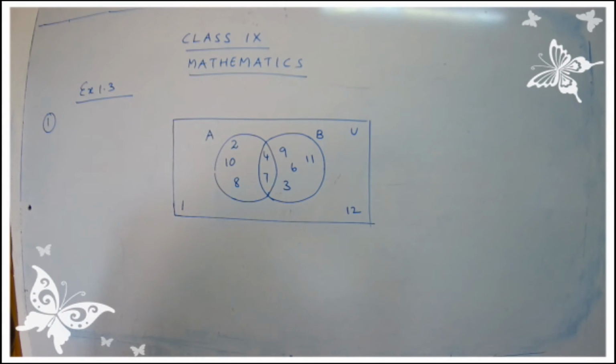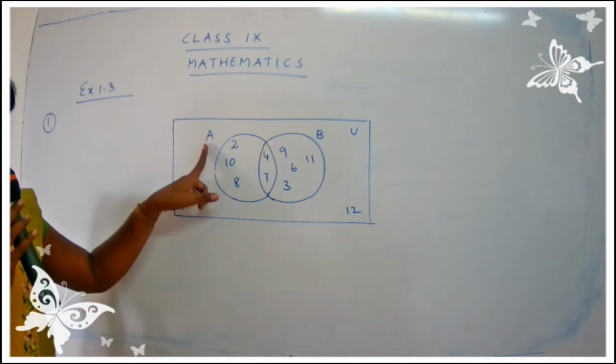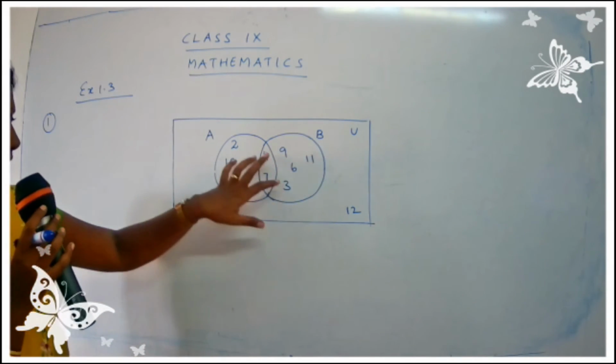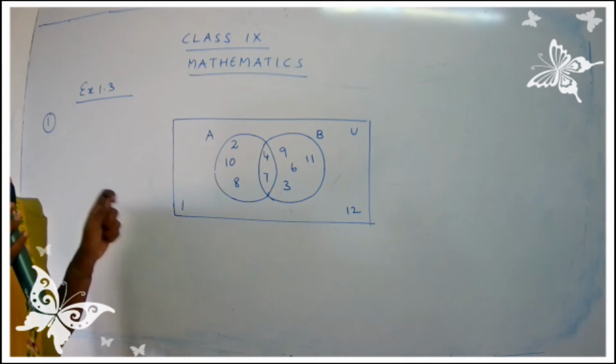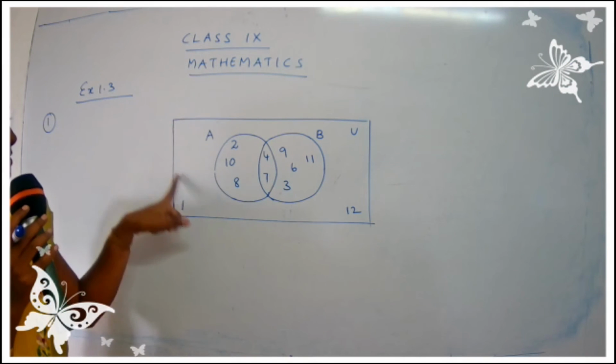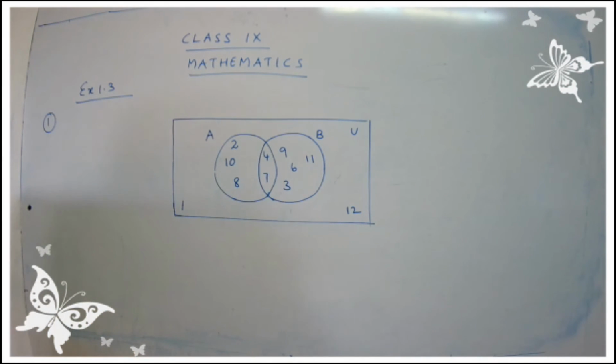Take it down neatly. You have to draw the Venn diagram using the pencil. The numbers can be written with pen, no problem. The letter A, the letter B, then U. Then the numbers can be taken down with the help of a pen. But remember, the circles and the rectangle part should be drawn with a pencil, not a pen, pencil. Are you ready with the Venn diagram?